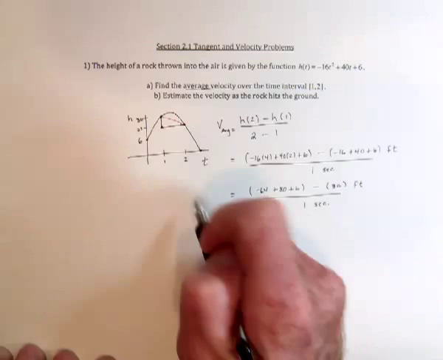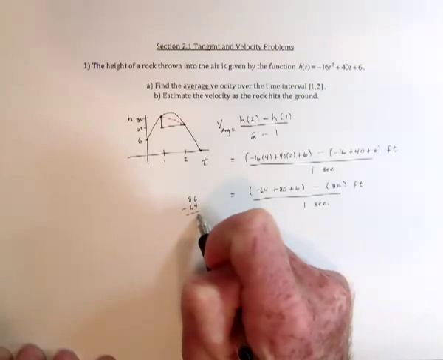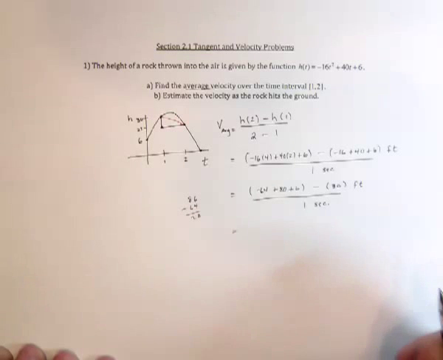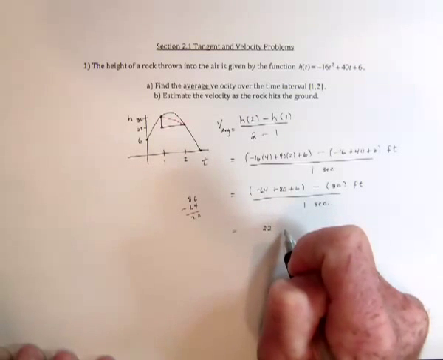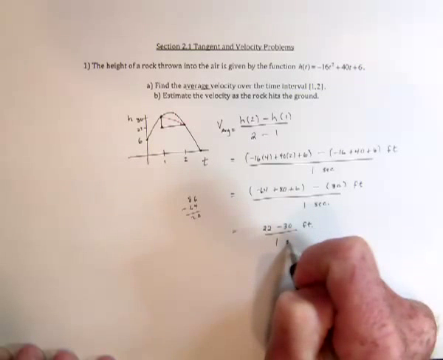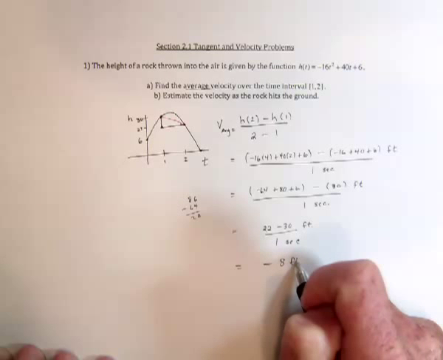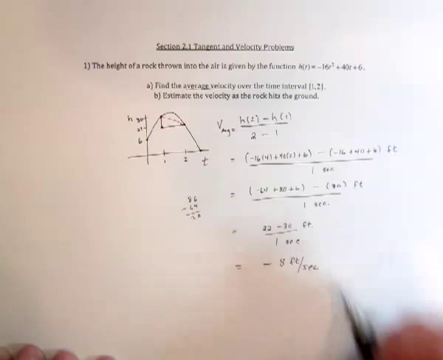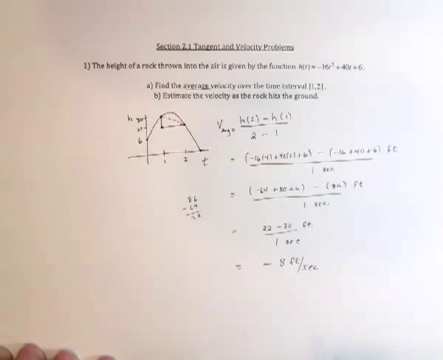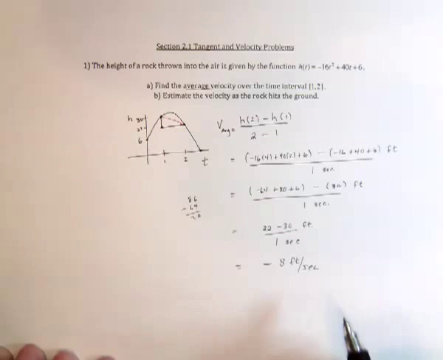So we've got, let's see, 86 minus 64. Sure enough, seems like a 22. So we've got 22 minus 30 feet in 1 second. Or in other words, negative 8 feet per second. So the negative means that it's going down. Sure enough, that's a negative slope. It goes down. So it's going down at 8 feet per second on average.